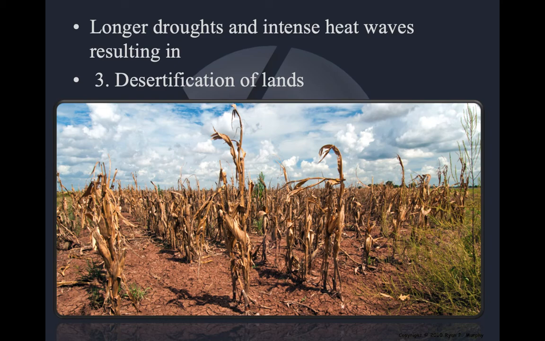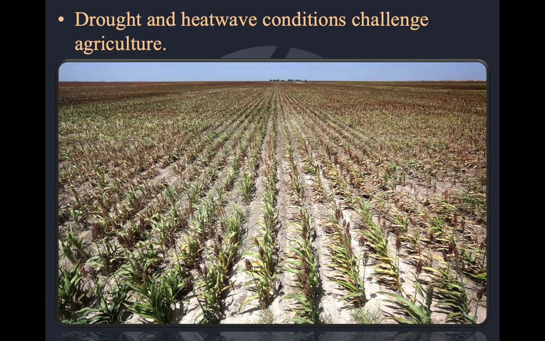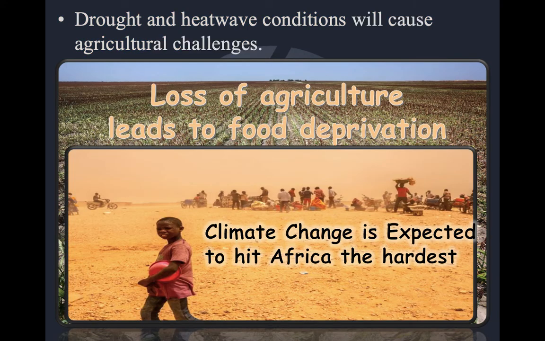Longer droughts and more intense heat waves. This is going to result in desertification of lands, which we talked about as being extremely detrimental to our food supply. This is because it challenges the agricultural industry. Okay? Loss of agriculture leads to food deprivation, and we believe it's going to hit Africa the hardest.